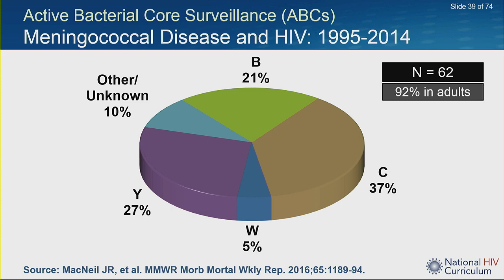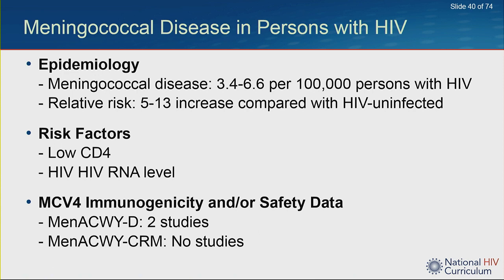And what they found was a pretty equal distribution of B, Y, and C, and a smaller number of cases in W. As you can see here, the vaccine will cover C and Y, but it doesn't cover B. So right away, it's not obviously a perfect vaccine because you're going to be missing about 20% of the strains. And that's inherently a problem with the quadrivalent vaccine in the general younger population when it's used as well, so adolescents and young adults. This surveillance data was 92% from adults with HIV.